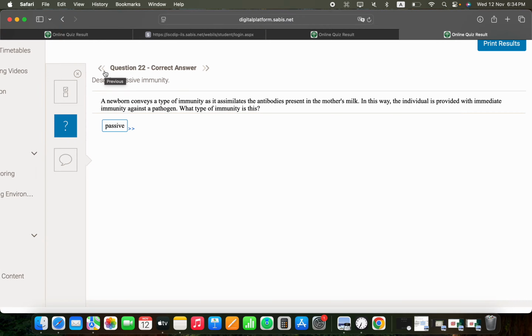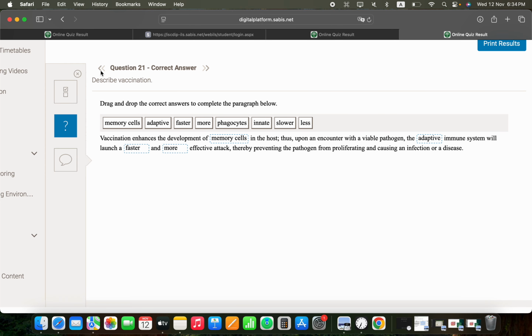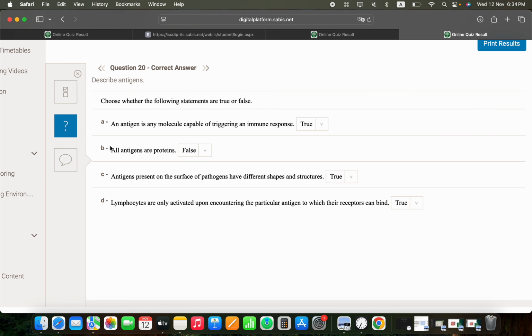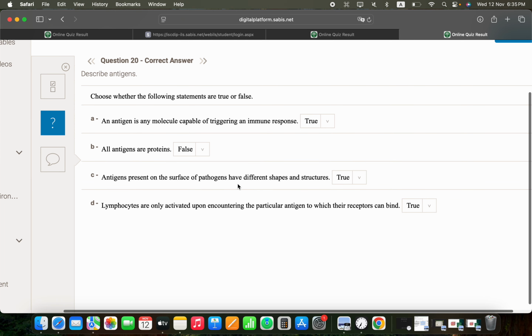Okay, we did this question before. They're almost like the same kind of questions. These kinds of questions come a lot in the exam.